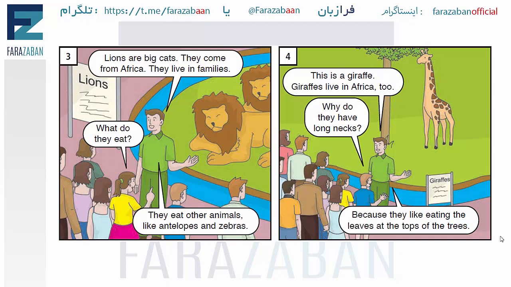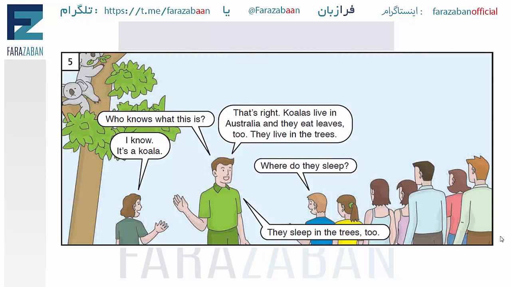This is a giraffe. Giraffes live in Africa too. Why do they have long necks? Neck means گردن. Because they like eating the leaves at the tops of the trees. Who knows what this is? I know, it's a koala. That's right. Koalas live in Australia and they eat leaves too. They live in the trees. Where do they sleep? They sleep in the trees too.